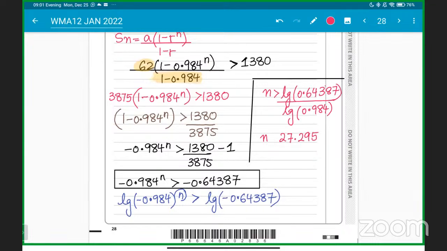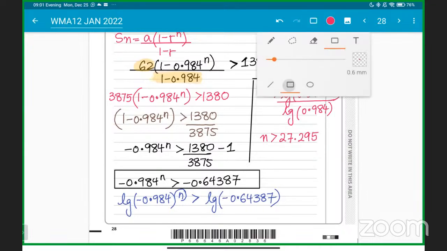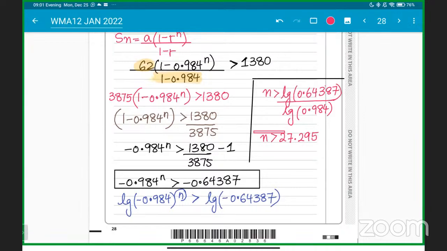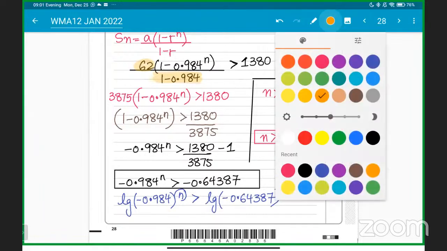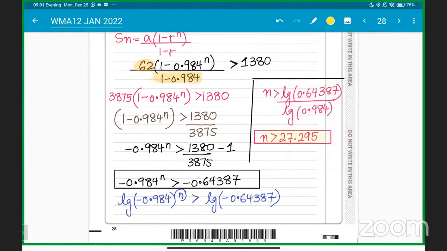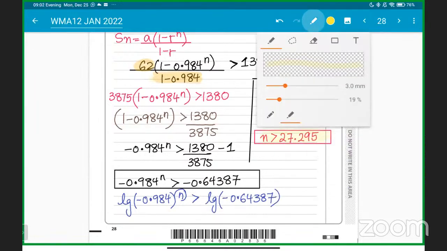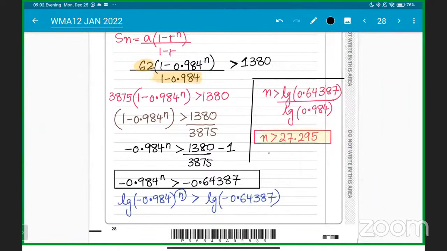Okay, let me explain once again. The sign is coming again the same, and there's a reason for that. Follow carefully. n is greater than 27.295. So what is the value? The smallest positive value of n that you can take is 28, right, everyone? The smallest positive value of n that you can take is 28, because n is coming greater than 27.295.